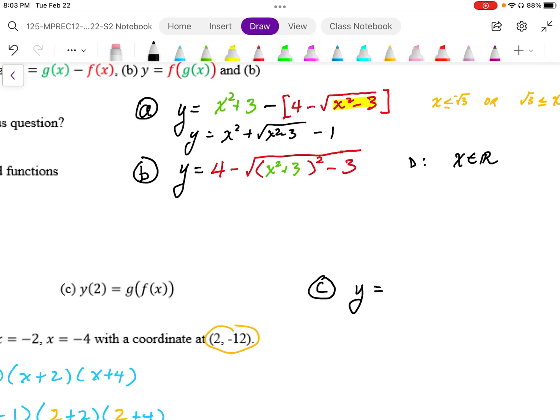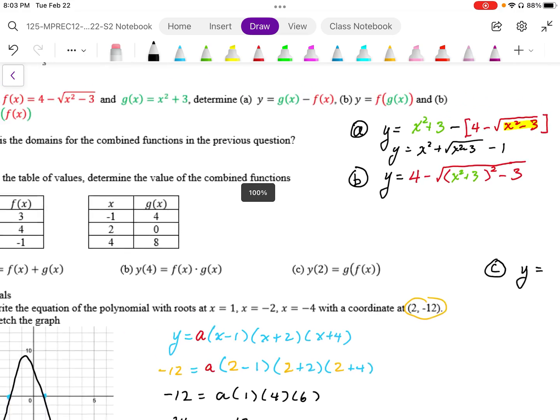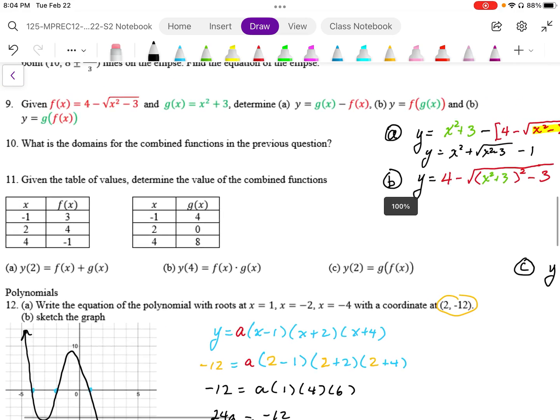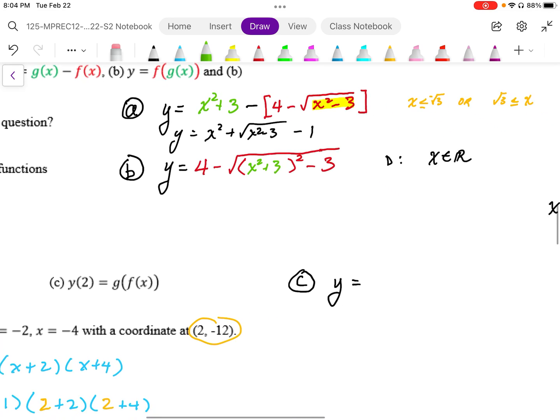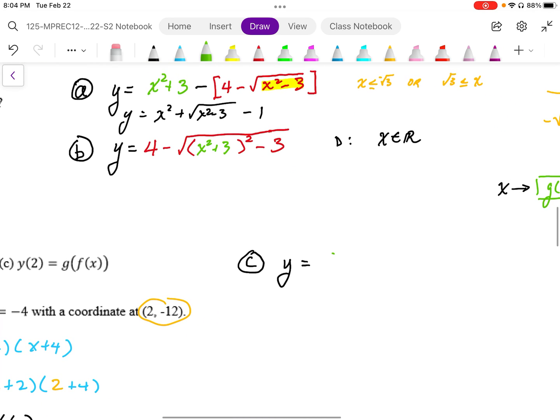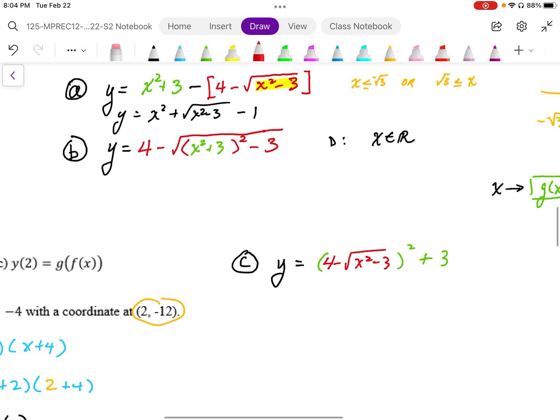Lastly, C is asking us to find g of f of x. So we're going to have the g on the outside and f on the inside. So it's going to look like this. We're going to have x squared plus 3 on the outside, and on the inside, we're going to embed 4 minus the square root of x squared minus 3. Okay, so there's our function.